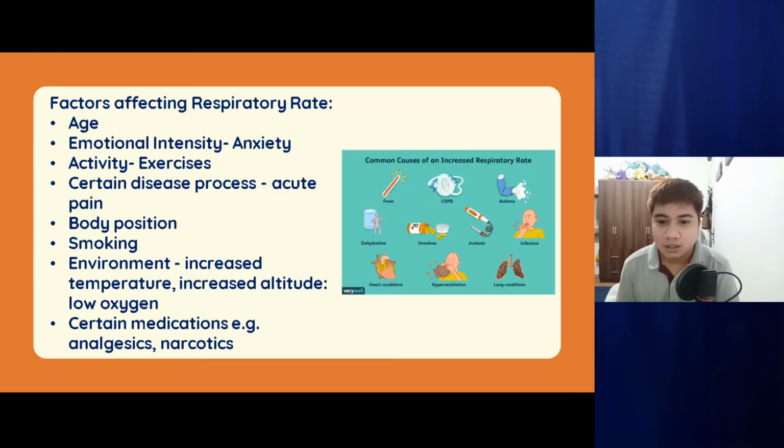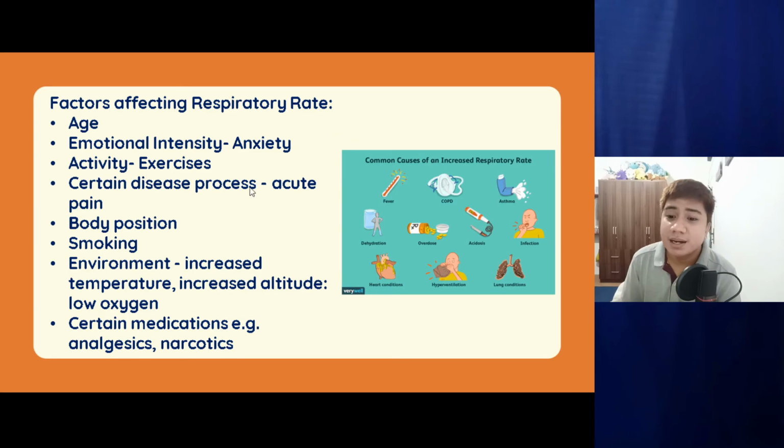So, our breathing may also be affected by various factors. For example, we have the age. As you can see from the normal values earlier, breathing differs in each age group. Of course, when there is anxiety, if you are anxious, you gasp, your breathing is heavy. Same also with the activity if you have exercises or you are running around. Okay? It changes your respiratory rate.